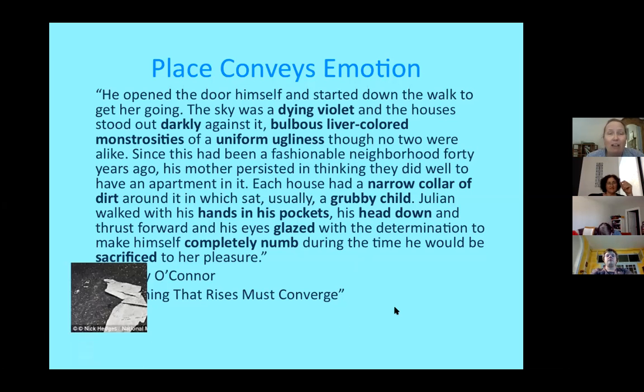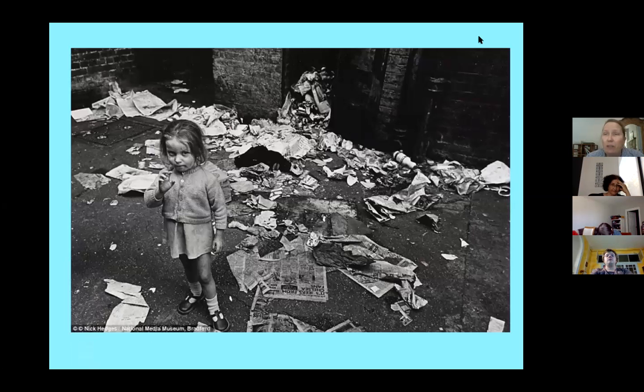Okay, so let's see. So I put this photograph here because when you look at this photograph, it conveys emotion, right? What emotion do you think that's conveying?